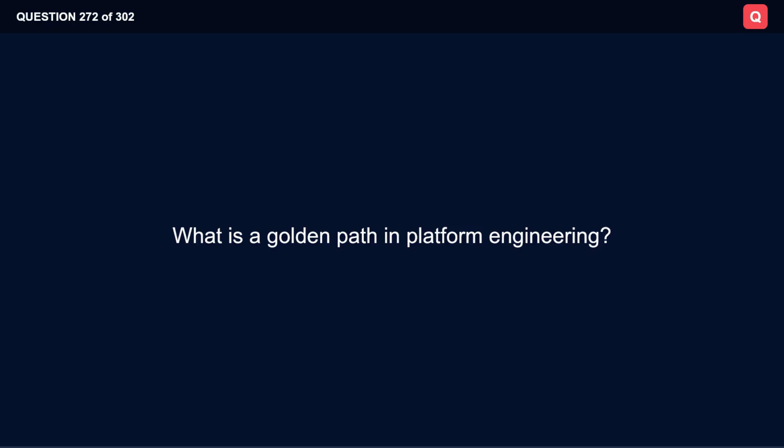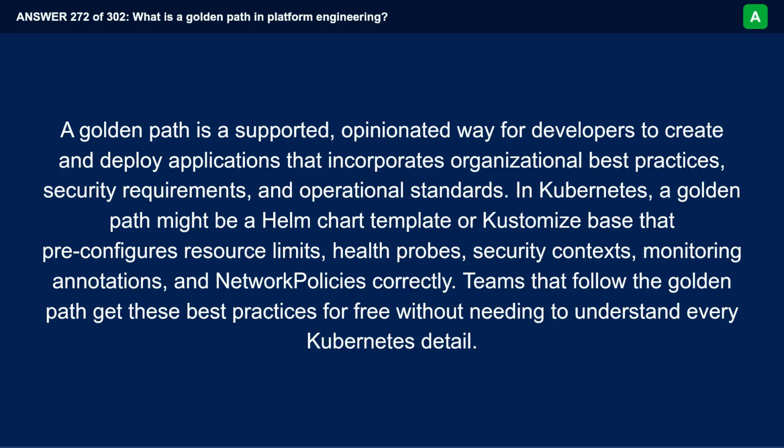What is a golden path in platform engineering? A golden path is a supported, opinionated way for developers to create and deploy applications that incorporates organizational best practices, security requirements, and operational standards. In Kubernetes, a golden path might be a Helm chart template or customized base that preconfigures resource limits, health probes, security contexts, monitoring annotations, and network policies correctly. Teams that follow the golden path get these best practices for free without needing to understand every Kubernetes detail.